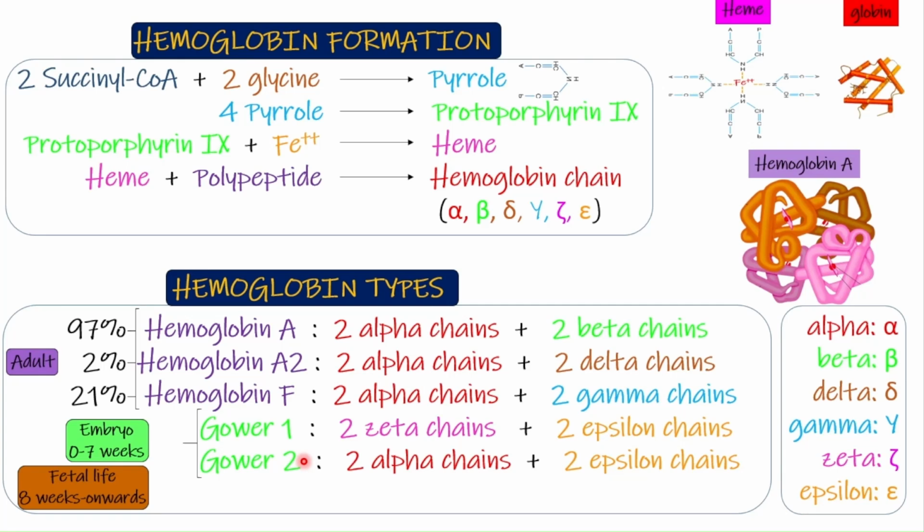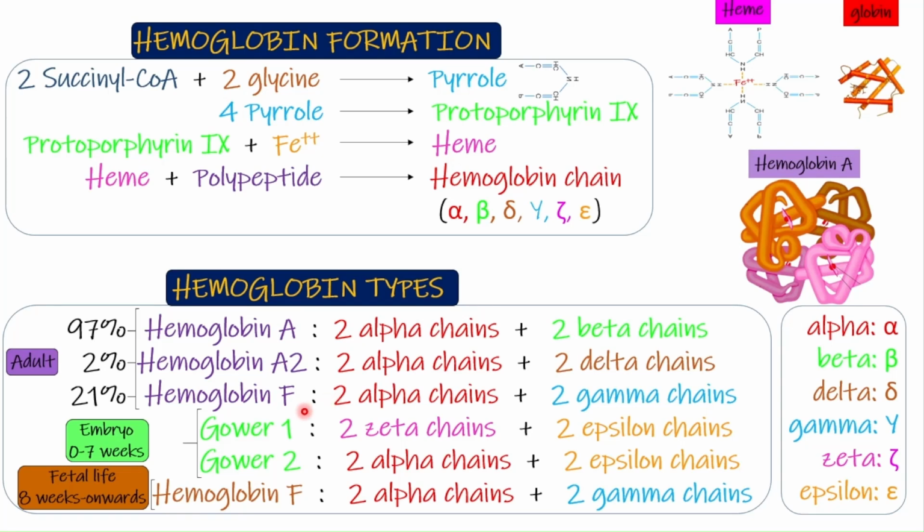Now in GOA1 and GOA2, what is the common chain? The 2 epsilon chains are common. The difference is in the 2 zeta chains and 2 alpha chains. Now coming towards 8 weeks onwards, fetal life, we have hemoglobin F, which is 2 alpha chains and 2 gamma chains, as told earlier.